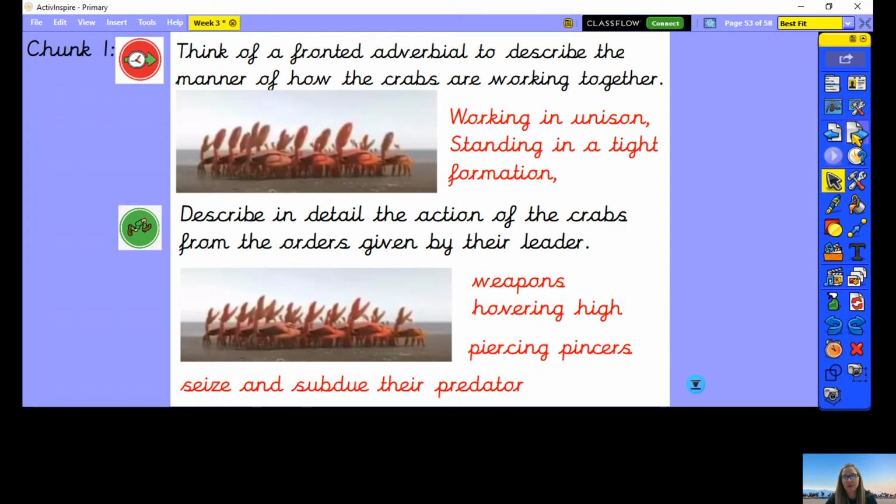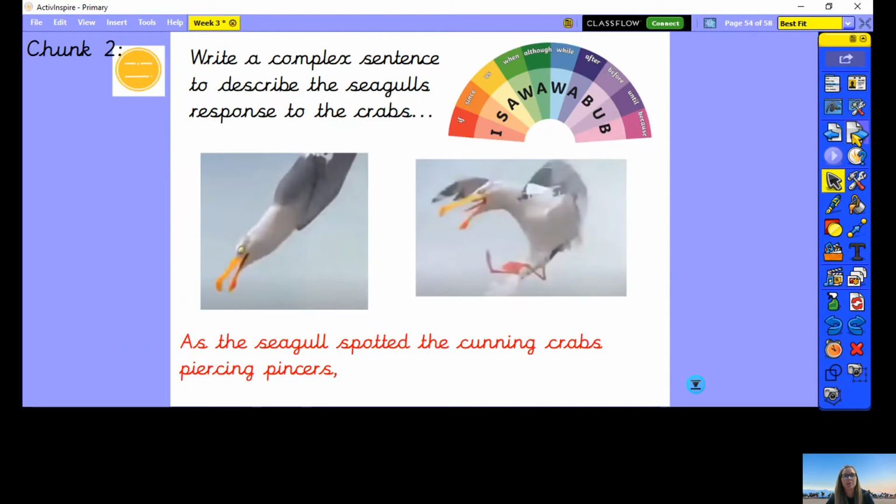Okay, so if you've got some ideas added to your plan, great. So let's think about the next part of this paragraph. You're thinking about how suddenly the seagull spots the cunning crabs, their pincers held high in the sky, and I think the seagull suddenly has a change of heart. He no longer wants to be diving down towards that trap that he's about to go into. So perhaps in this chunk you might write a complex sentence to describe the seagull's response to the crabs. I've got an idea of how you could start your sentence if you want to use this, or you can have a go at using your own.